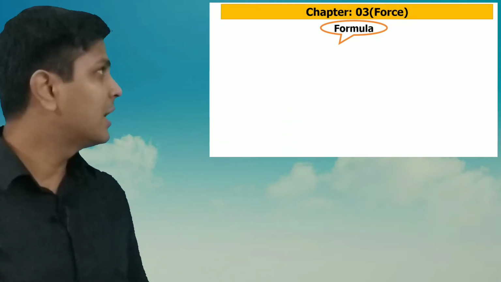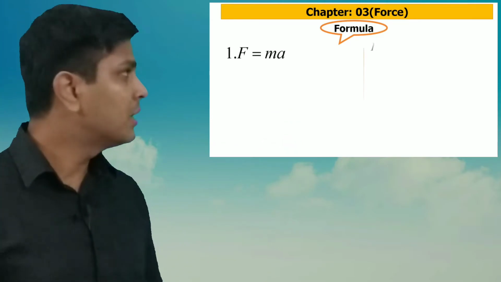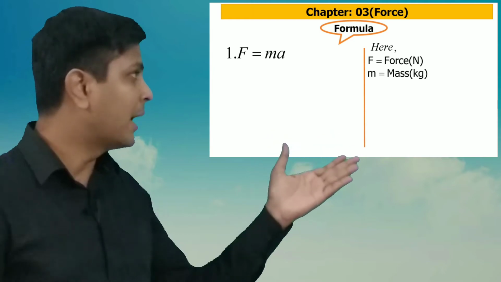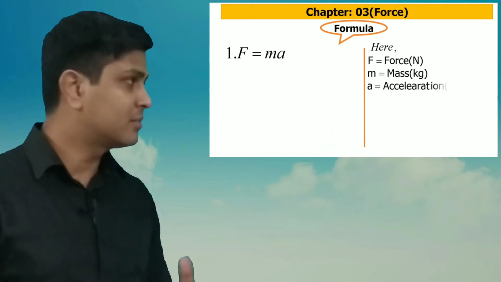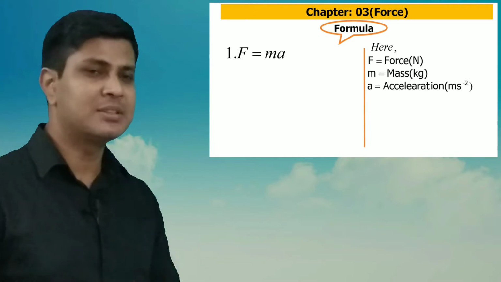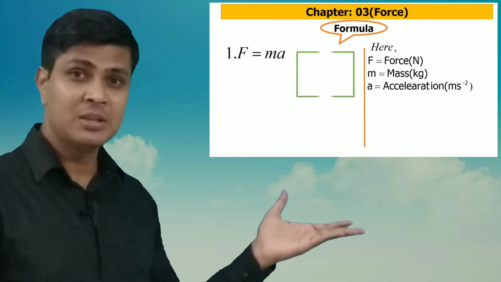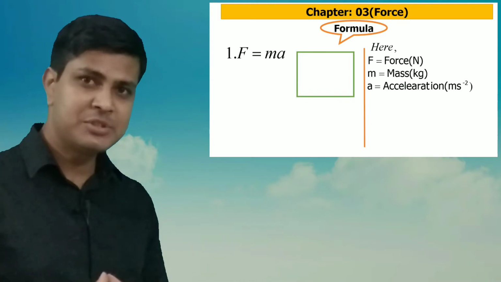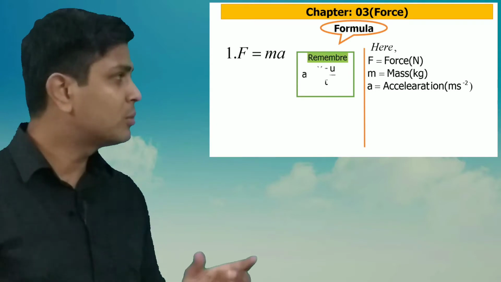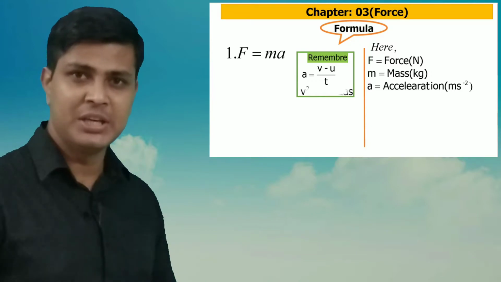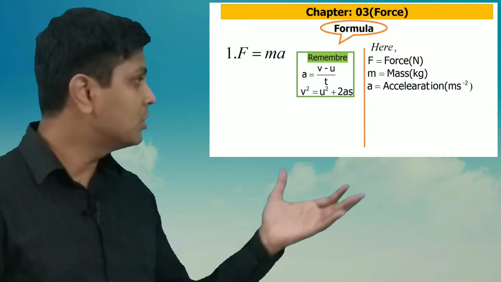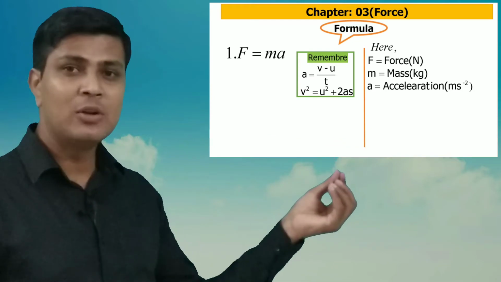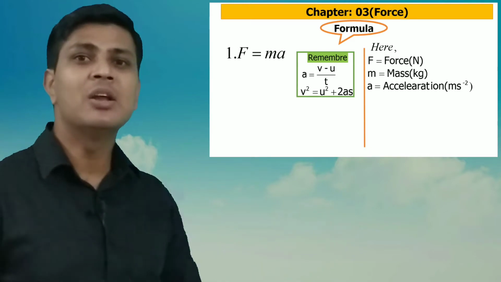The first formula is F equals ma. Here F is the force, which unit is Newton. m is the mass, which unit is kg. a is the acceleration, which unit is meter per second square. To calculate the acceleration, we have another formula that we have already discussed in our previous chapter number 2. The formula is a equals (v minus u) divided by t, and v square equals u square plus 2as. These two formulas will be used when the value of a, that means acceleration, is not given in our information.